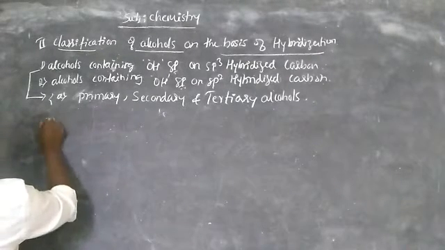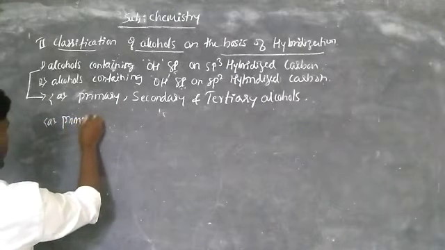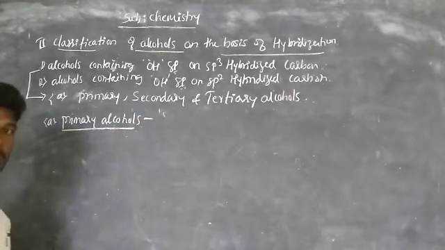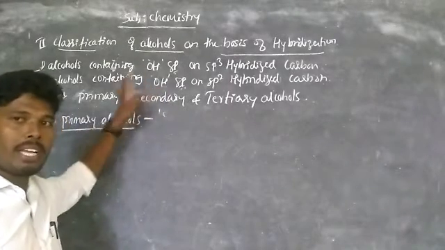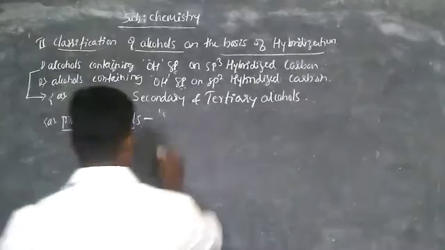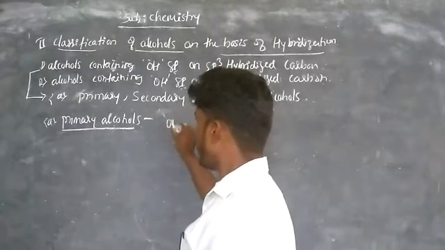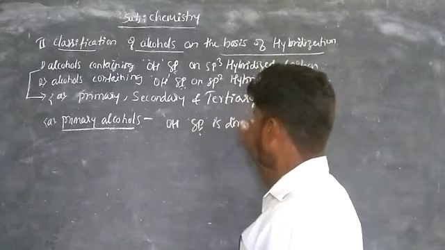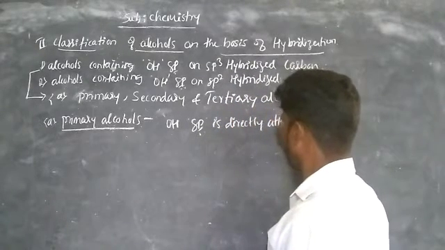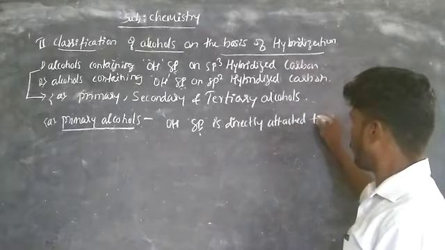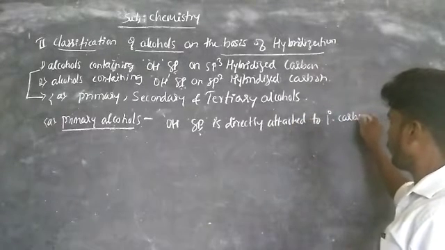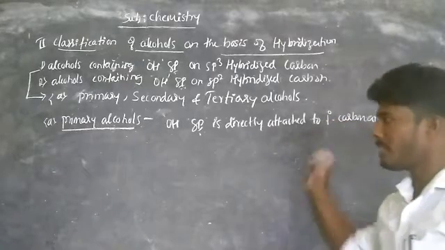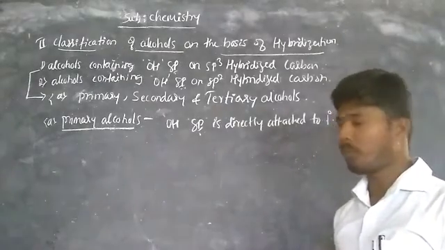First one, primary alcohols. So primary alcohols are the alcohols in which the OH group is directly attached to the primary carbon atom. Okay, this is the indication of primary carbon atom. Such resultant compounds we call primary alcohols.